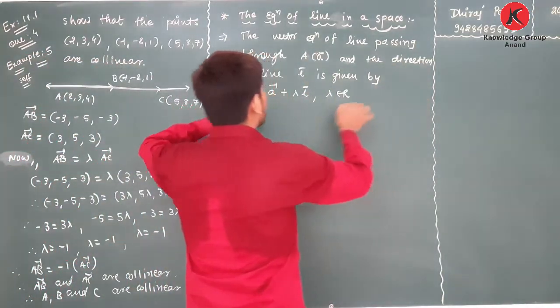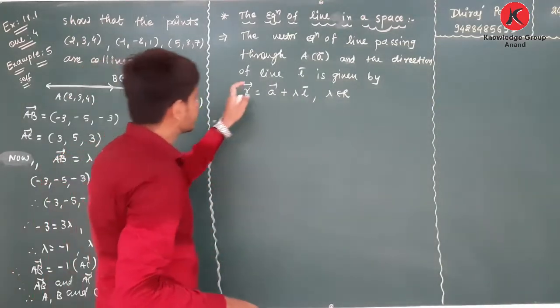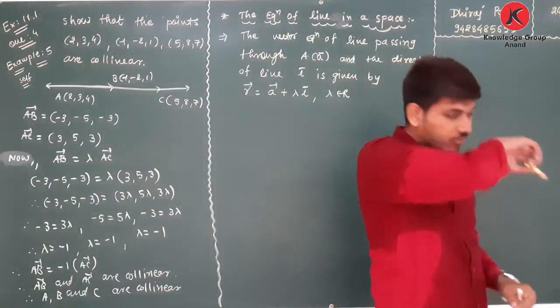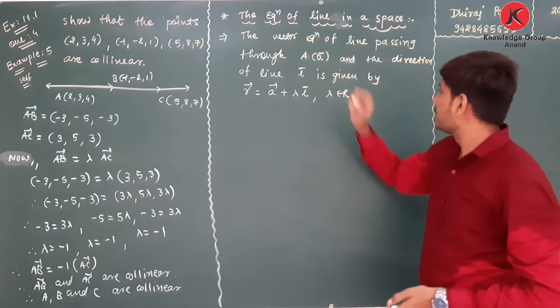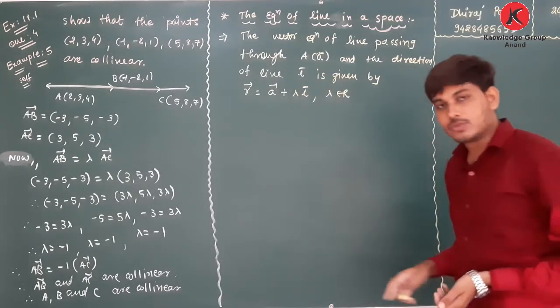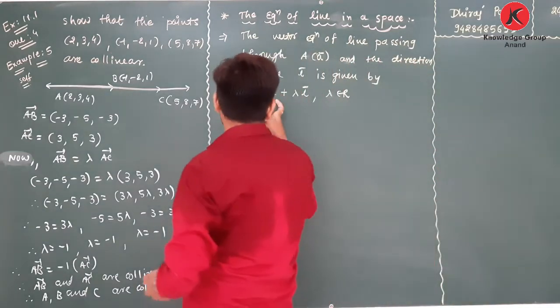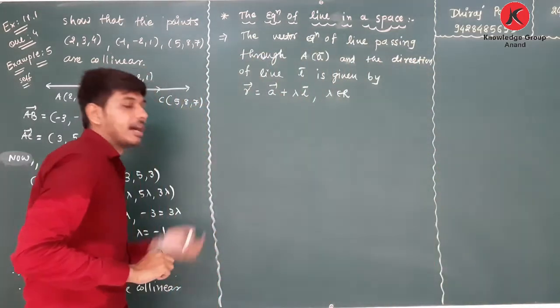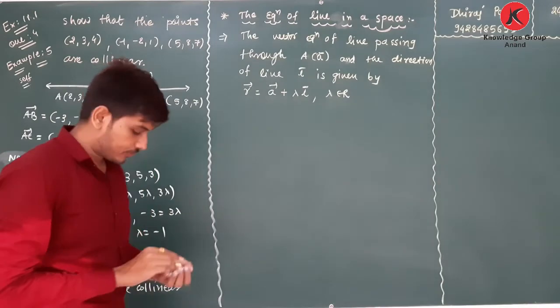This is the vector equation of line passing through the point A bar, and the direction of line L bar is given by R bar equals A bar plus lambda L bar, where lambda belongs to R.